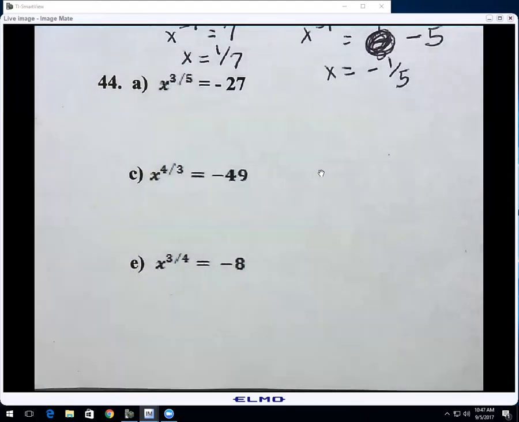x to the 3/5 equals -27. I could change that to radicals, but I hardly ever change rational exponents to radicals. They were invented because radicals are harder. So if solving equations is all about undoing, how can I undo raising something to the 3/5 power? What would un-3/5 it?